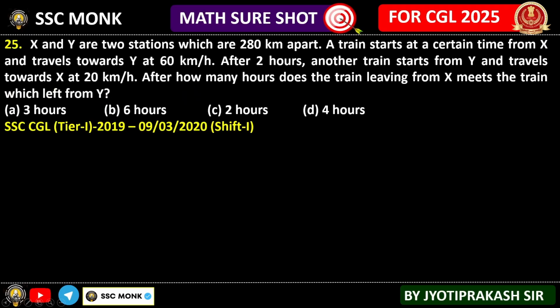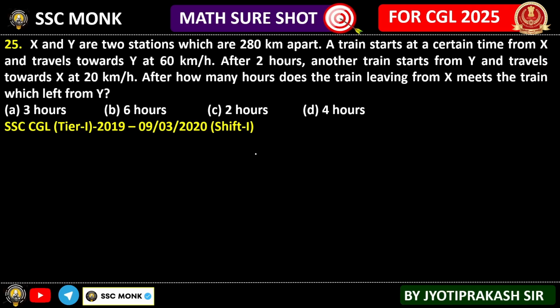That's all. Next. X and Y are two train stations which are 280 km apart. A train starts at a certain time from X and travels towards Y at 60 km per hour. After 2 hours, another train starts from Y and travels towards X at 20 km per hour. After how many hours does the train leaving X meet the train which left from Y?